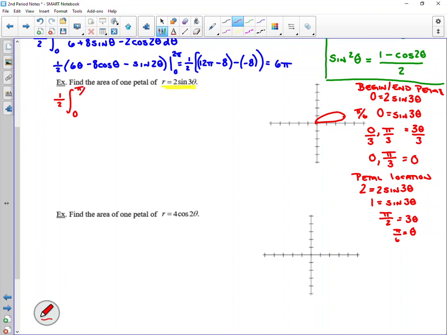Normal way. Okay, 0 to pi over 3 with a 1/2. And then our R is 2 sine 3 theta, all squared. By the way, guys, when you go back to rectangular, when you're finding area, don't square it. Because you're going to get used to squaring things to find area for polars. And then when you go back to rectangular, you don't need to square them.